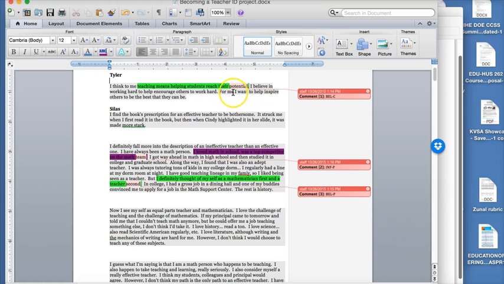And then I look up here. "I want to help inspire others to be the best they can be." Right, so for me, that is definitely a belief.